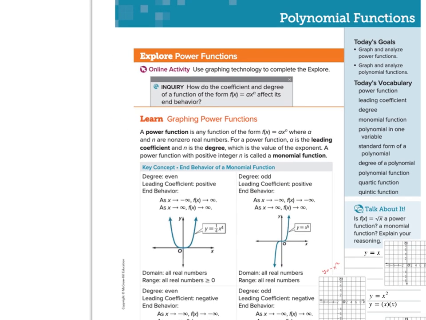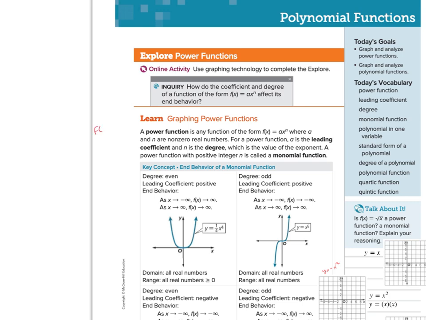Now, what does that mean? We've been doing things like this. f of x is equal to x squared. In this, we know that technically there is a 1 there, and the 1 is my leading coefficient. And the degree in this case is going to be 2, because that is the value of the exponent. Now, a power function with a positive integer exponent is called a monomial.